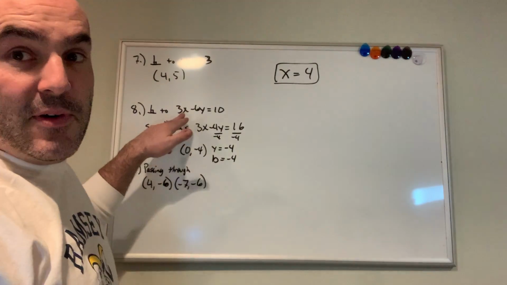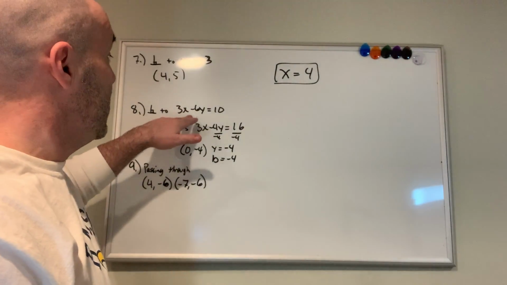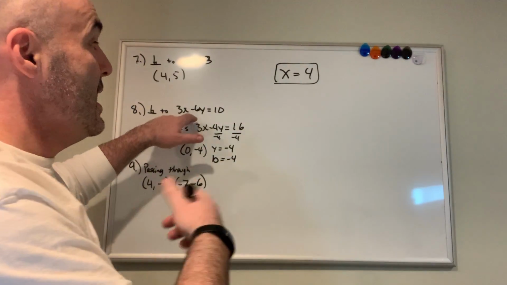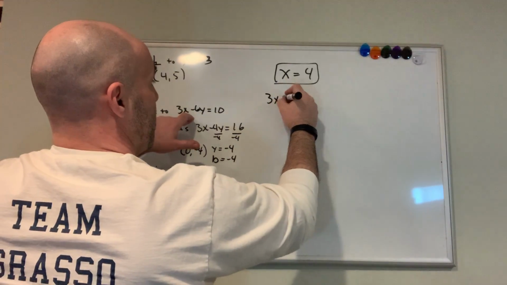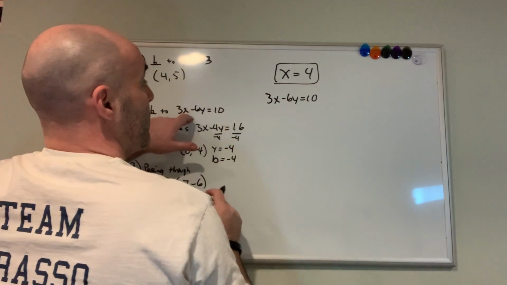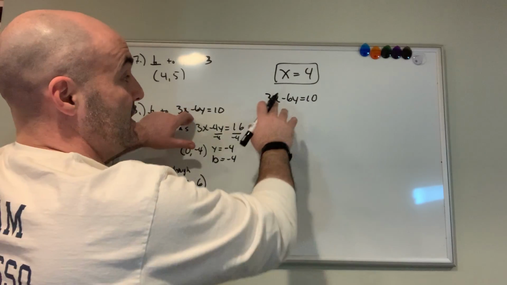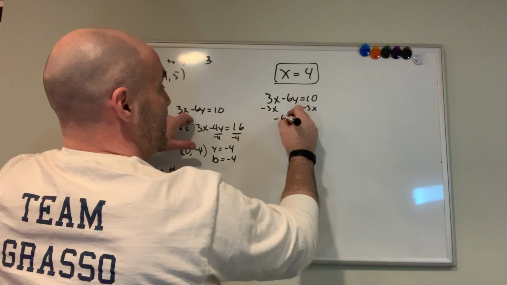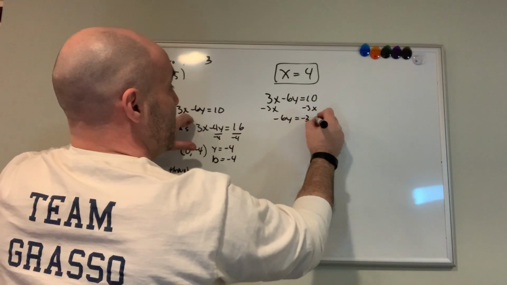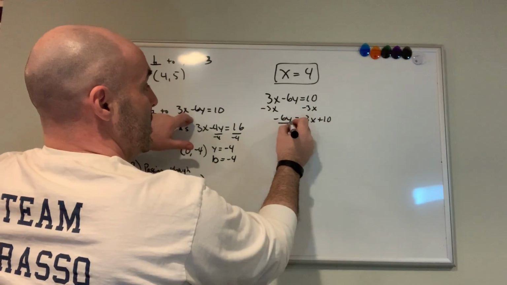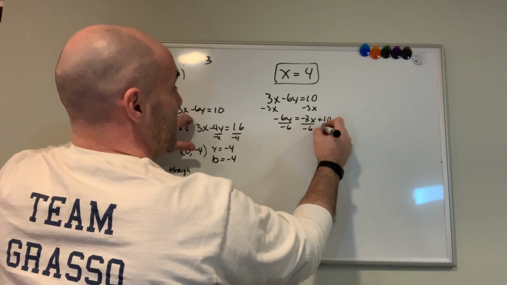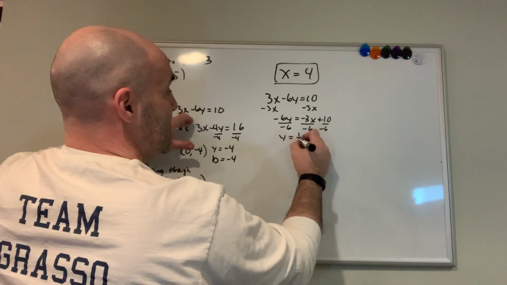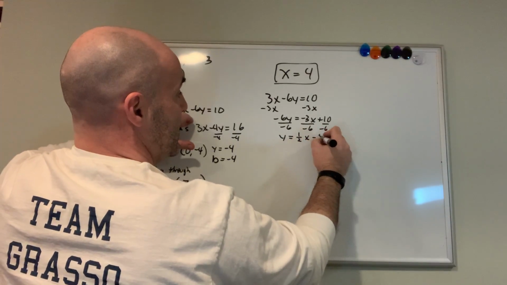Okay, but now let's go back to finding the slope. The slope is going to be the opposite reciprocal of whatever this slope is. So let's get this into a form that will tell us the slope, and that's slope-intercept. We have to isolate the y, so we'll subtract 3x. So that's -6y equals -3x plus 10. We're going to divide both sides by -6, or everything in the equation. This gives me y equals +1/2 x minus 5/3.